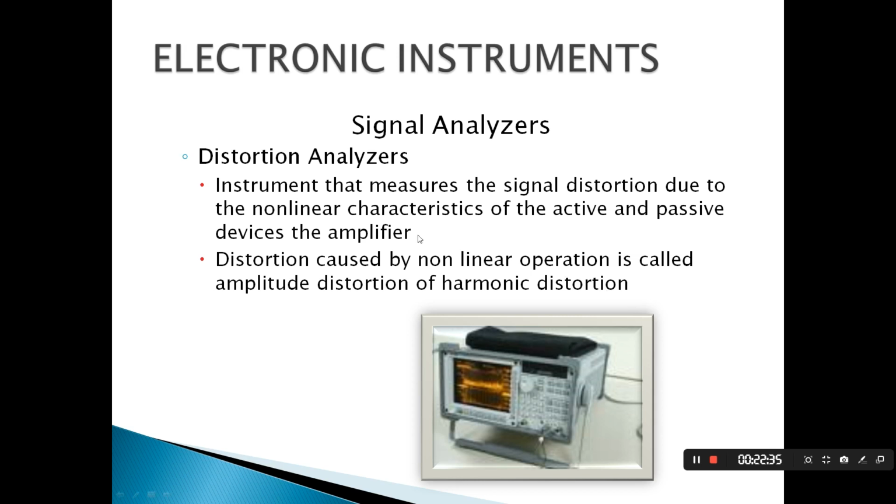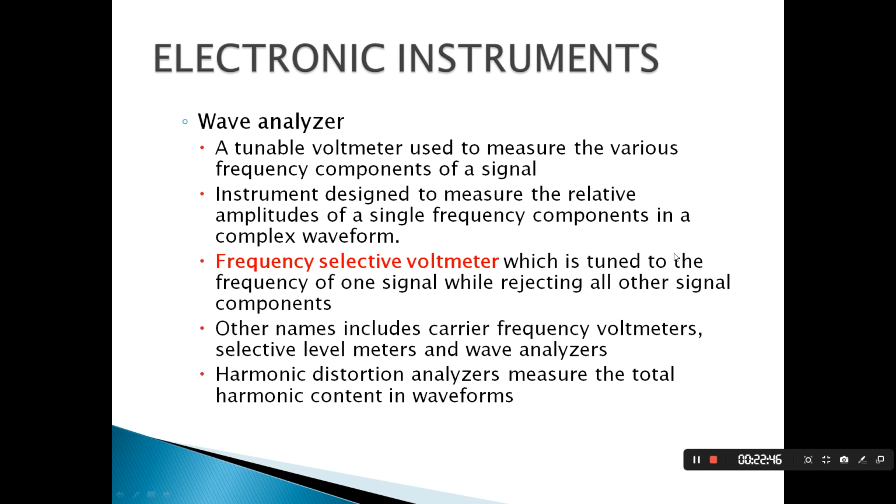Then we have distortion analyzer, which, of course, measures the signal distortion. Wave analyzer is tuned to the frequency of one signal while rejecting all other signal components. So that's a frequency selective voltmeter. So wave analyzer is a tunable voltmeter used to measure the various frequency components of a signal.